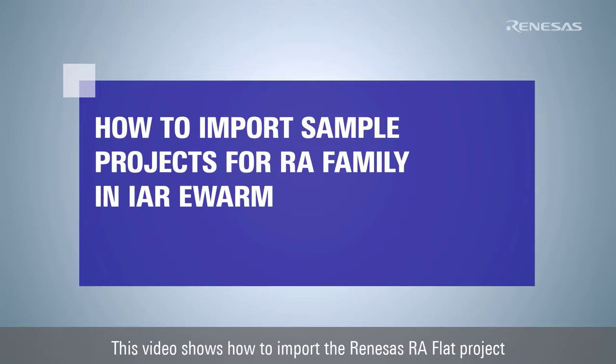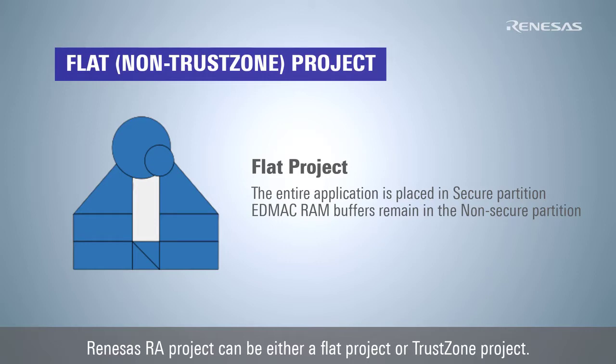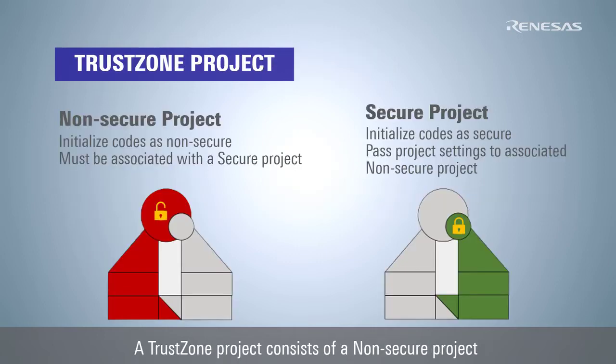This video shows how to import the Renesas RA Flat project and TrustZone project in IAR Embedded Workbench for ARM. A Renesas RA project can be either a flat project or a TrustZone project. A flat project does not use TrustZone. The entire application is placed in the secure partition. A TrustZone project consists of a non-secure project and a secure project within a workspace.